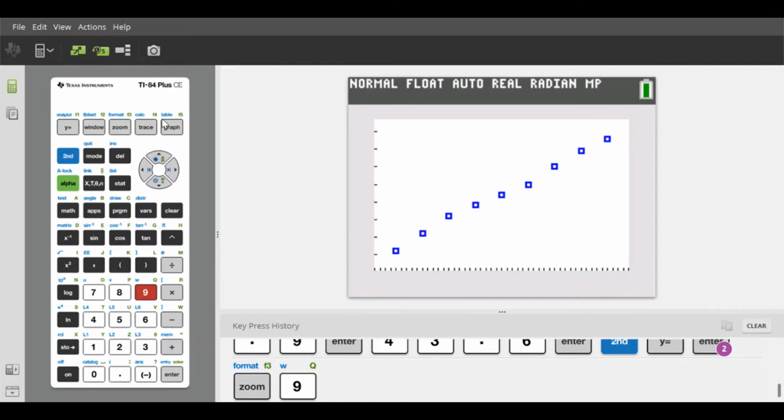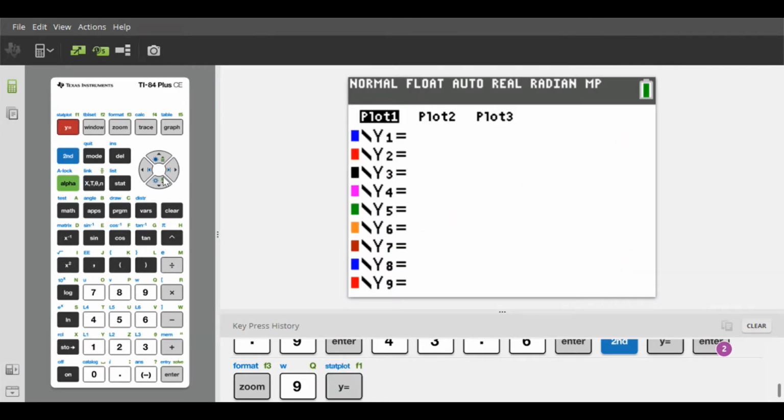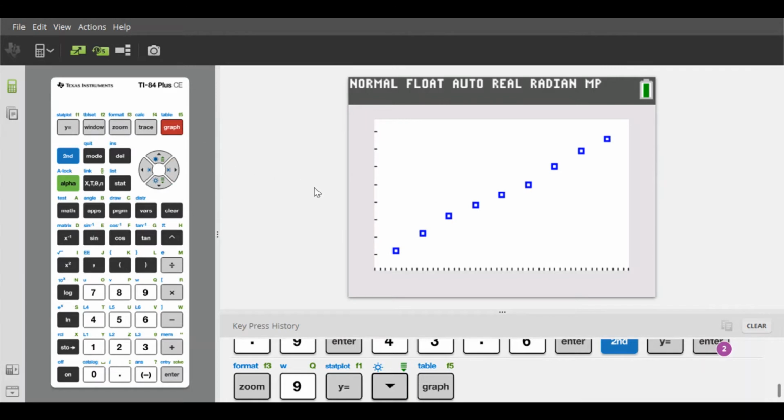If you have anything in your Y equals, you're going to want to clear that out, because if you have something in your Y equals, it could draw a random line or a curve across your graph, and that's no good. Otherwise, you should be good to go here. Yours should look pretty much exactly like mine. So we have graphed the scatter plot.